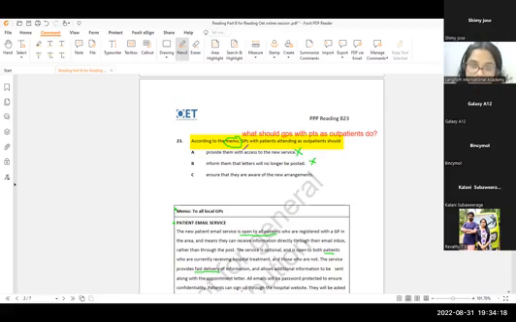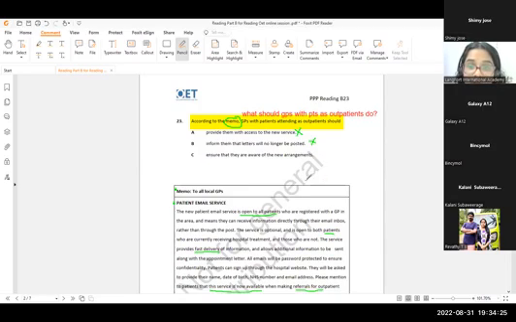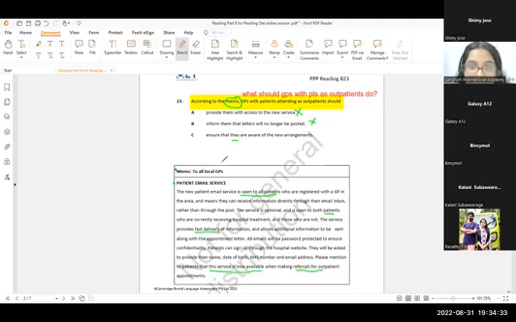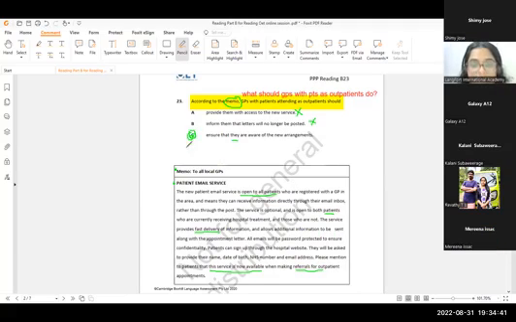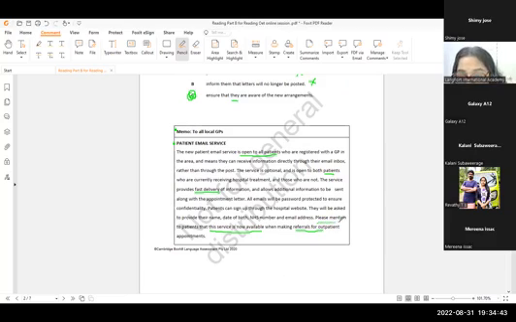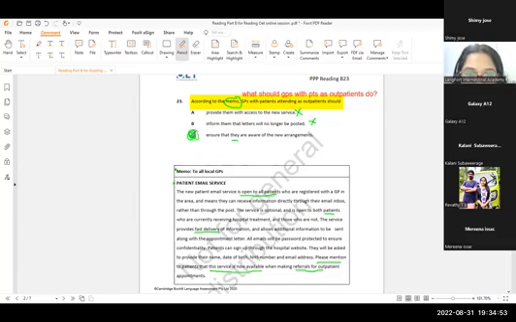GPs with the patient attending as outpatient should ensure that they are aware of the new arrangements. Who are they? Outpatients. The GP should make sure that they are aware of the new arrangements. The answer is C. Why is that? Look at the last sentence of the extract. Please mention. So they are asking the GPs to mention to patients that the new service is available for outpatient appointments. So that's what C is trying to convey.